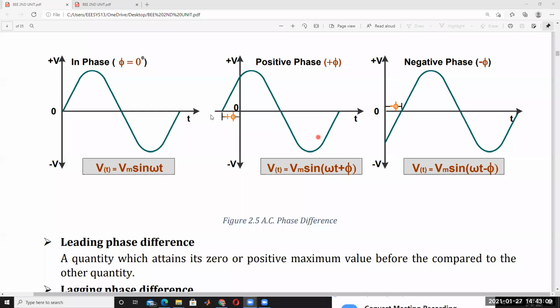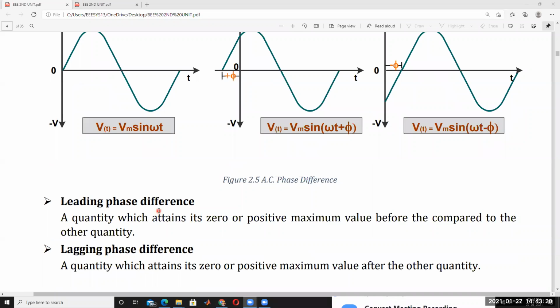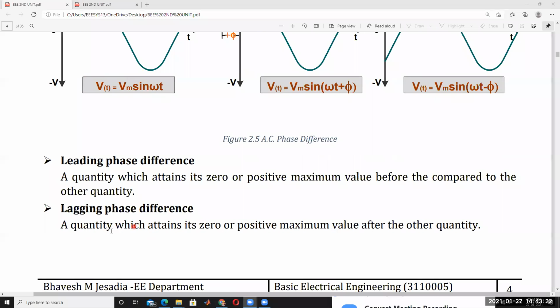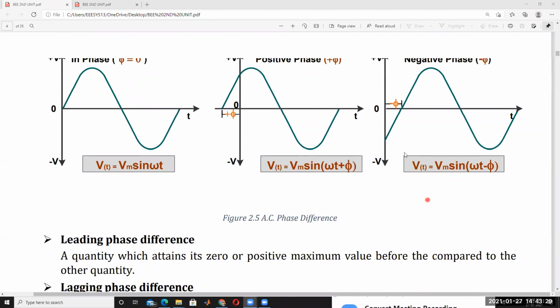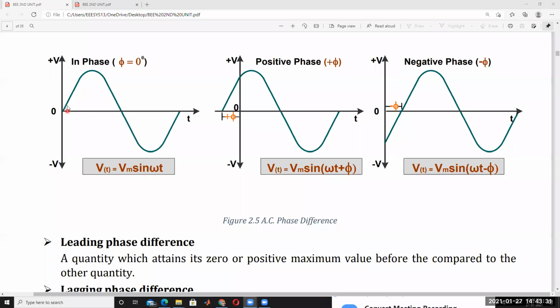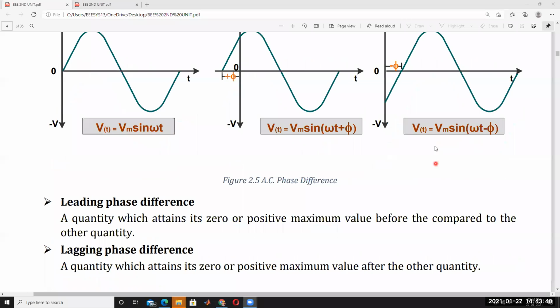So here it started at 0, but here it started before 0, at the maximum value, starting from the maximum value onwards. That's why it is called a leading phase difference. Lagging phase difference is nothing but a quantity which attains its 0 or positive maximum value after the other quantity. If you take this as a reference, this waveform started after it. That's why this is called a lagging phase difference.